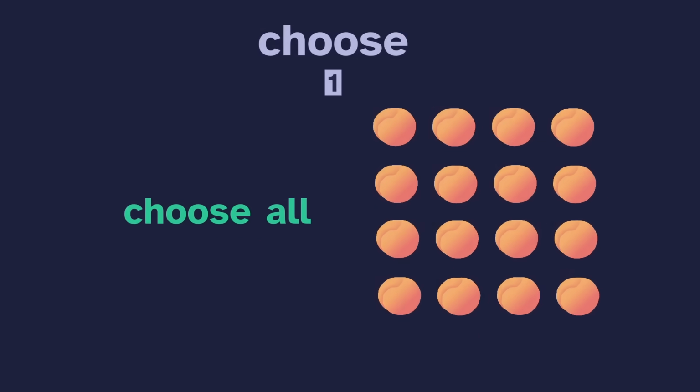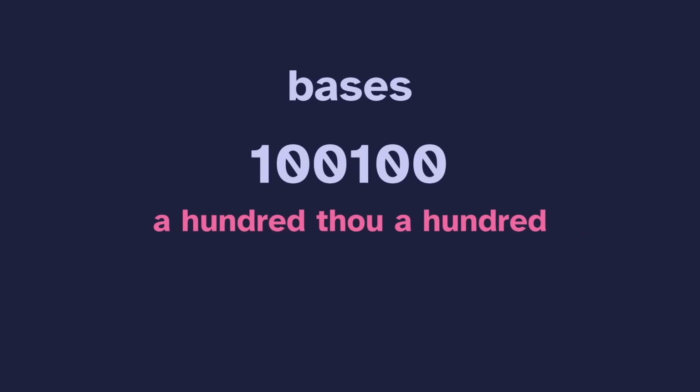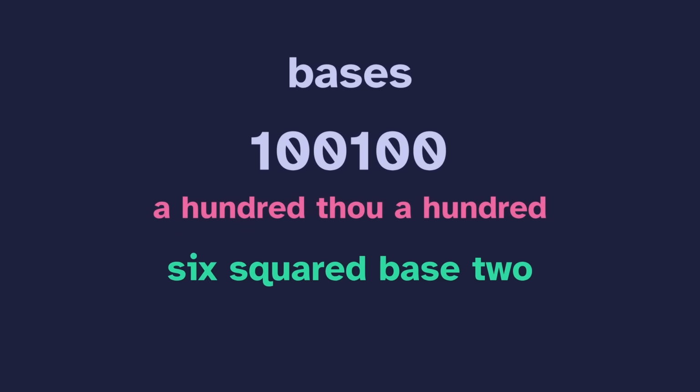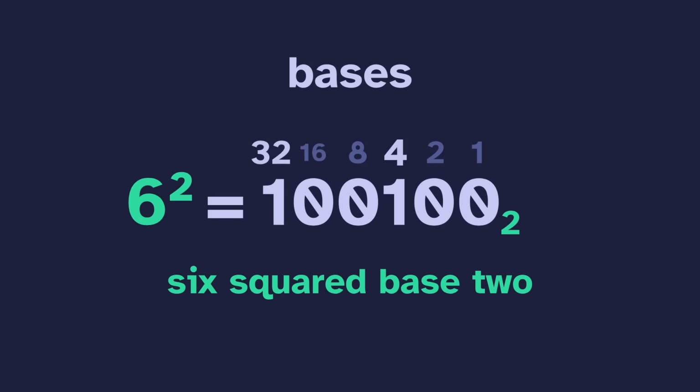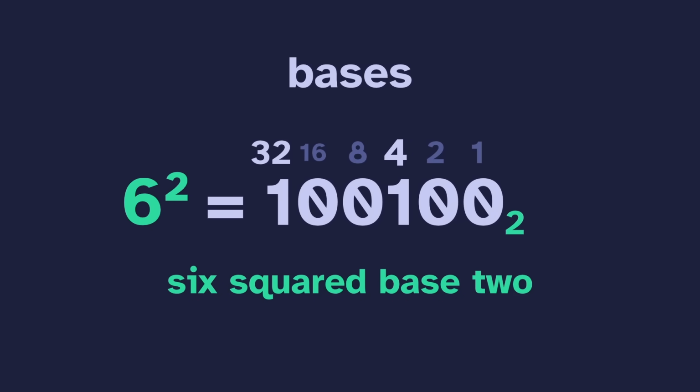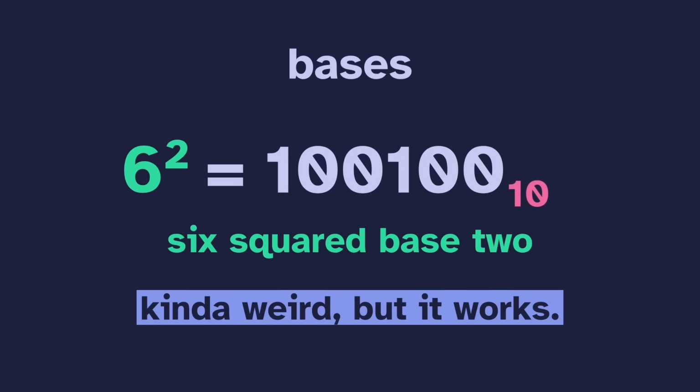Okay, good. We can also use bases. 100 thou 100 shortens to 6 squared base 2. Wait, what? This is how we write 6 squared in base 2, because it equals 32 plus 4. Yeah, but writing in base 2 doesn't change the value. It still equals 6 squared, not 100,100. Yeah, you're right. So I guess this base operation means that we convert it into base 2, and then we read it as if it were base 10. Okay, that's kinda weird, but it works.